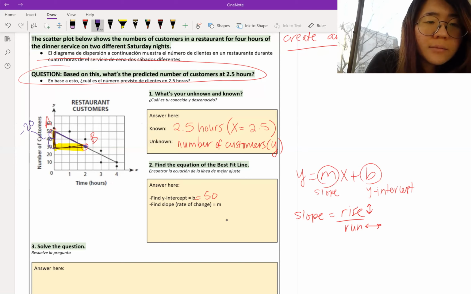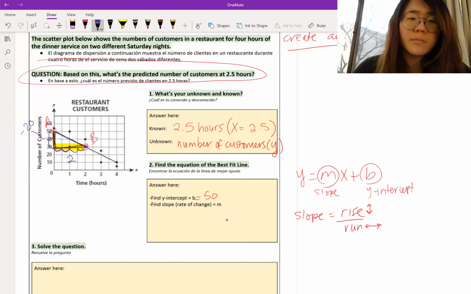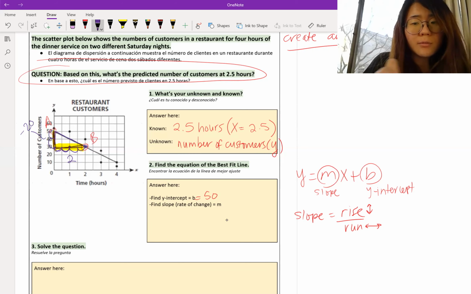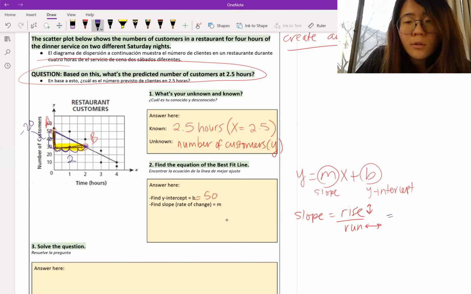And then I go over how much? This is just 0.5. So I go half, 0.5, 1, 1.5, 2. So my run is 2. So my up and down is -20. My run, my left or right, is 2. So it'll be -20 over 2, which, if you simplify it, should be -10 over 1. So once again, -10 customers every hour. That is our slope.